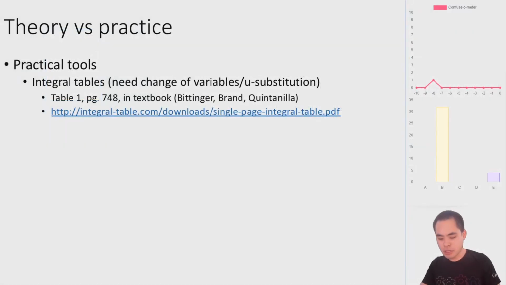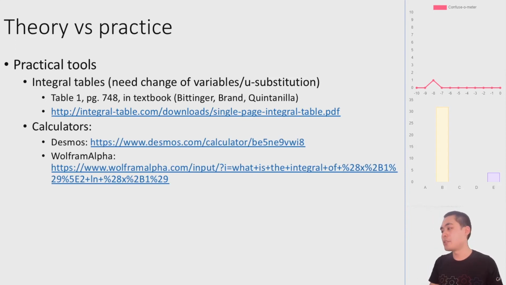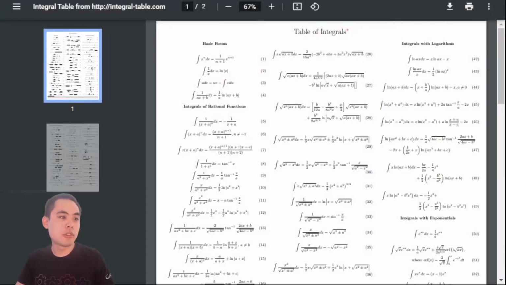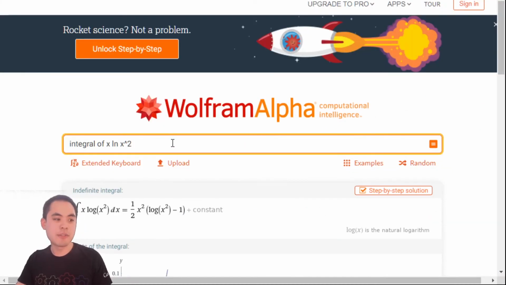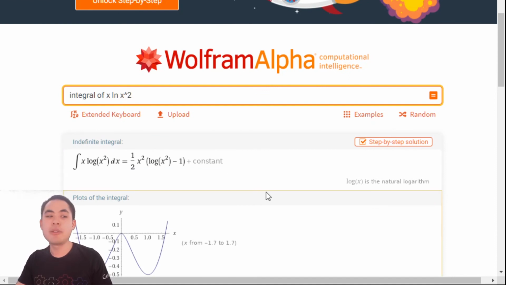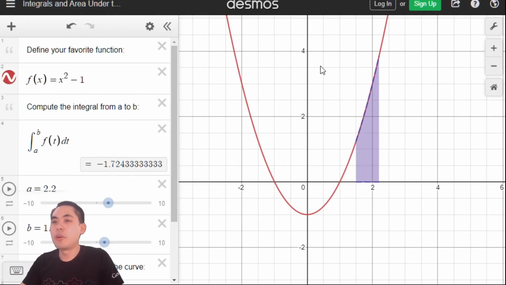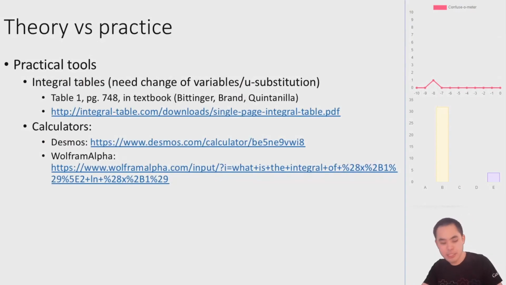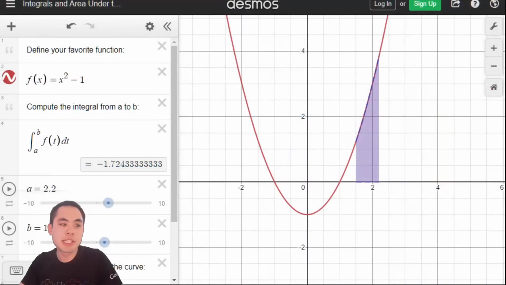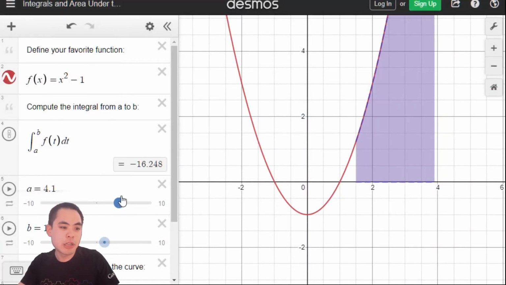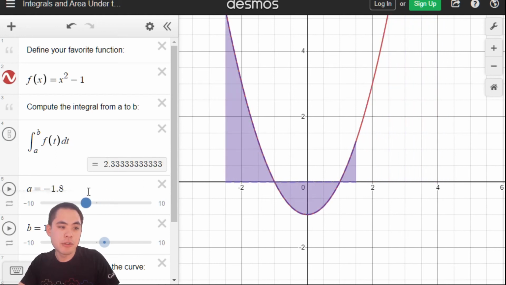For example, there are online calculators that will often do a lot of this work for you. So if you go into Wolfram Alpha and ask for the integral of x ln of x squared, it will just tell you the answer. And of course, if you actually want an integral under a curve, you can use something like Desmos. Yes, Desmos is on there as well. It's a great online calculator, and you can explore what happens when you're integrating over different regions of the curve.